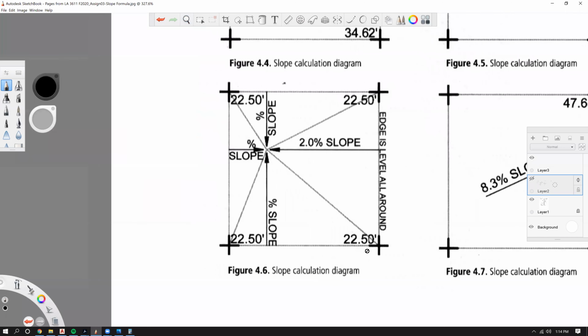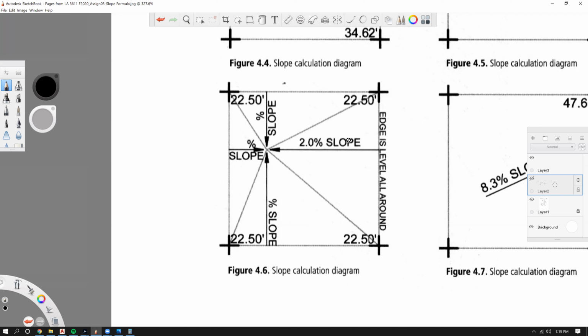So the edge is level all around, right? All four corners are at an elevation of 22.5 feet. So every point along this edge is 22.5 feet. What we're going to be doing is, we have the slope for this, and we have the length by scaling this with our scale ruler. We're able to determine that length.